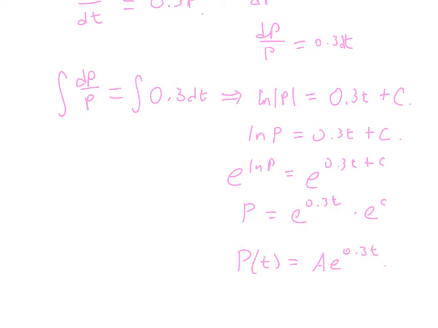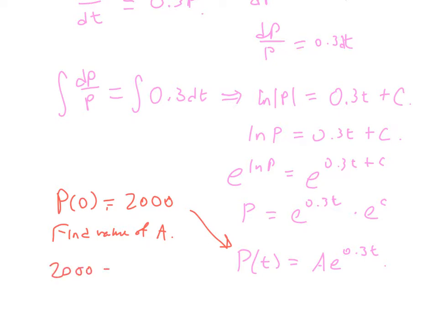And now I can take that initial information I had, which was that P of 0 was equal to 2,000. That is, the population at time 0 was 2,000 rabbits. And I can use that information in this model to find the value of A. So I know that P of 0 should be 2,000. 2,000 should be equal to A times e to the 0.3 times 0. So I'm just taking that t, substituting 0 for it in all instances.